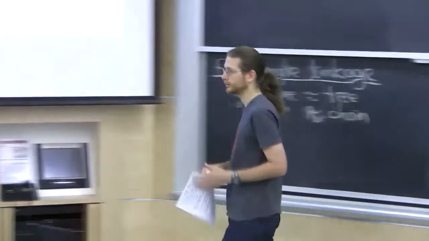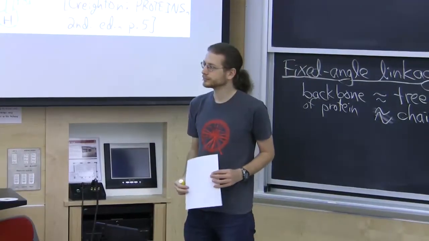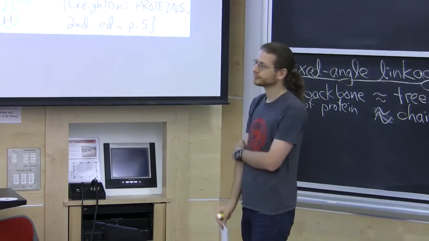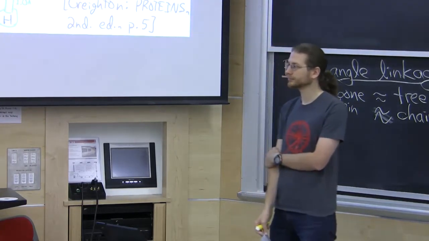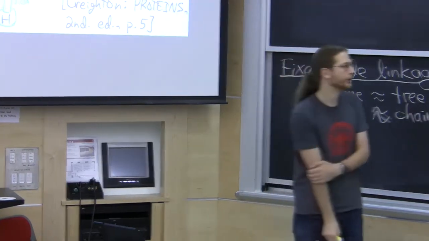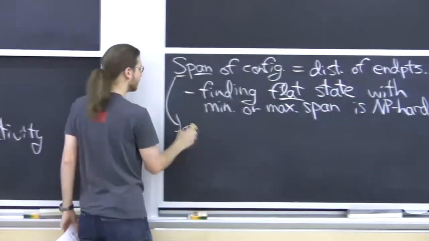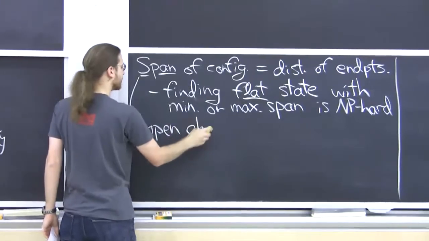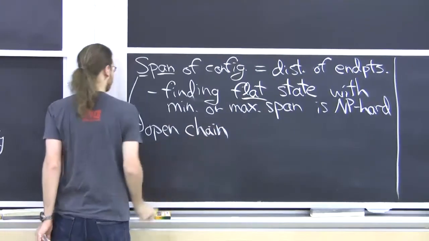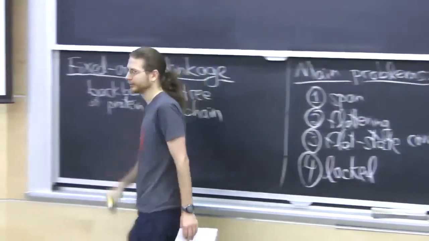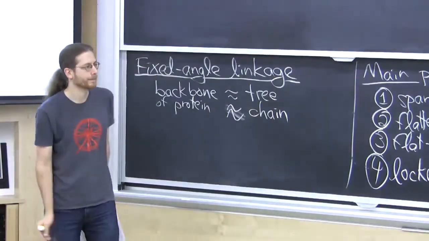Question? If you have a linkage or protein chain that actually loops around, is there a span because there is no endpoint? Oh, here I'm assuming open chain. I should say that. Which most proteins are. Yeah, I've been talking about trees and stuff. Here I mean chain. Otherwise, there aren't 2 endpoints to think about. Good.